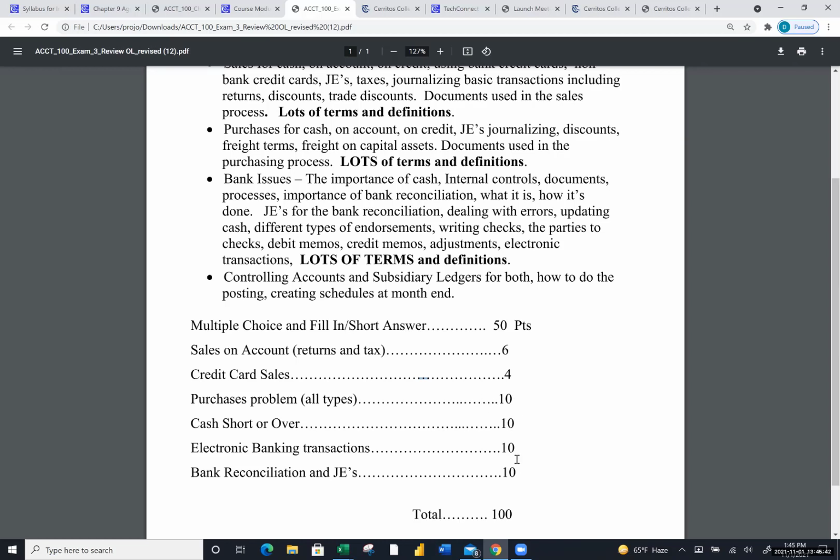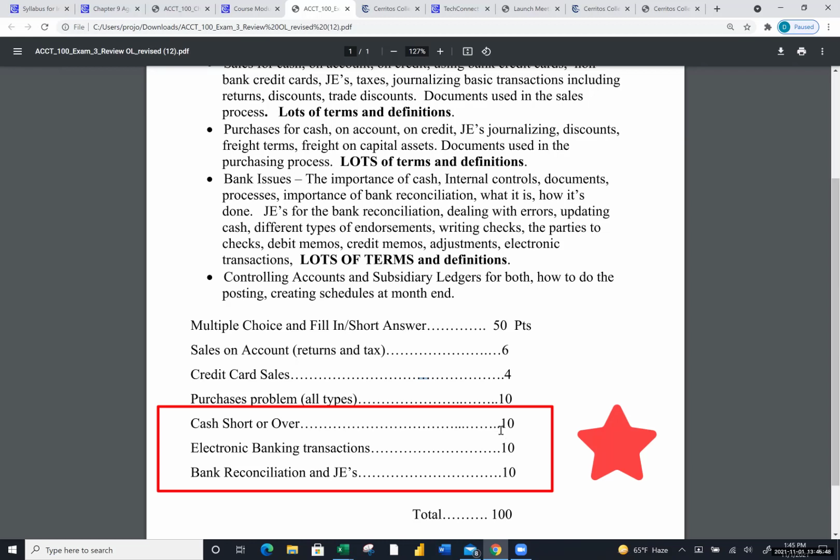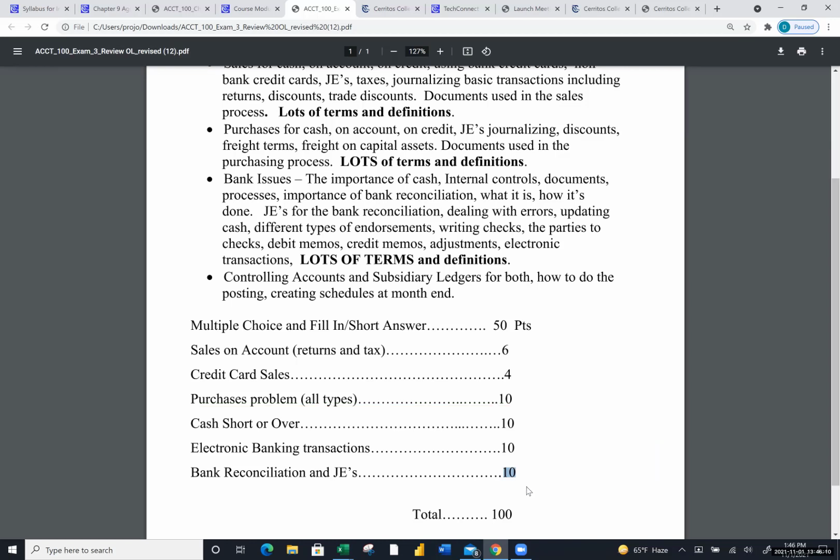And then right here, there's 30 points on the different cash things that we've been talking about for the past 2 days. One is a fairly easy cash short or over. We did that last time. Another one is identical to the question we just did on electronic banking transactions. And probably the toughest one on here is going to be that bank reconciliation with the journal entries. So 2.5 hours, same time as usual.